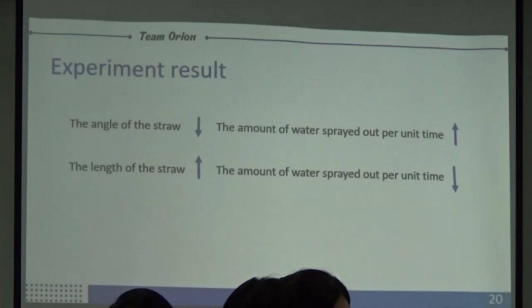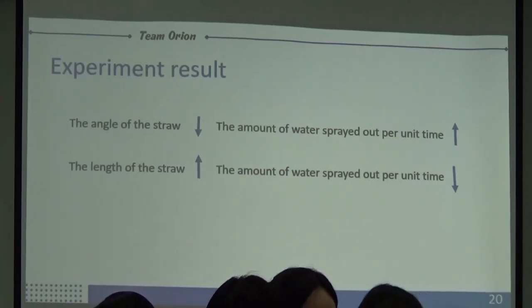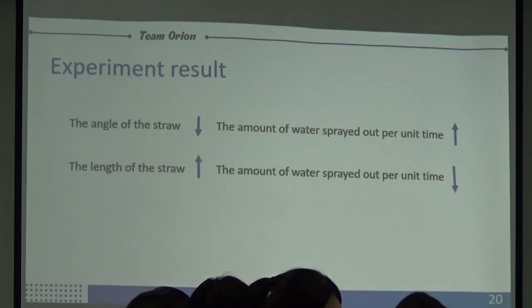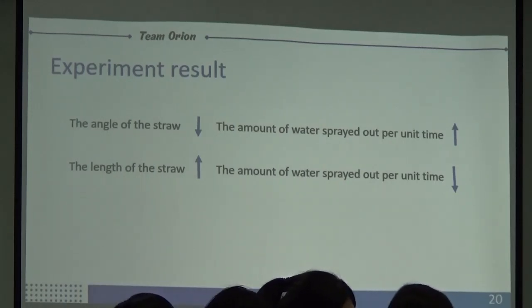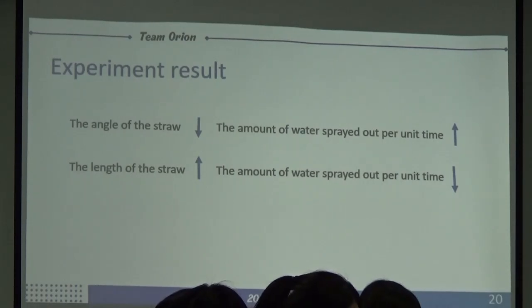And for the experiment result, when the angle of the screw decreases, the amount of water spread out per unit time will decrease, and the pumping speed will increase. And if the length of the screw increases, the amount of water spread out per unit time will decrease, and the pumping speed will decrease. Right?